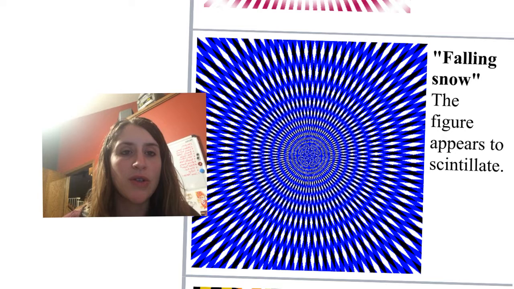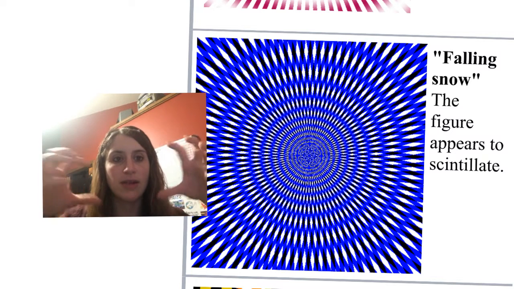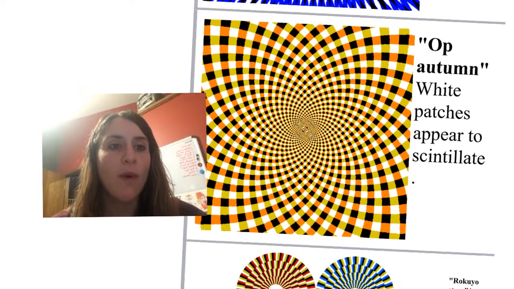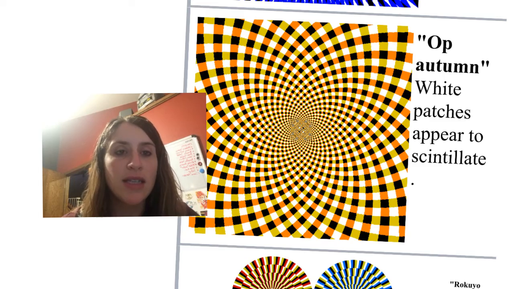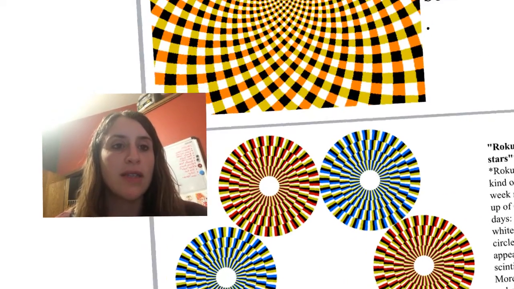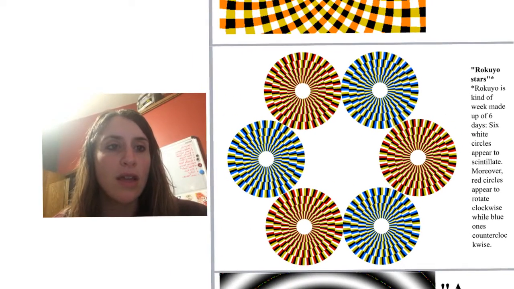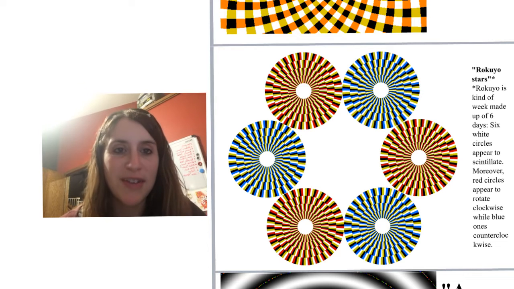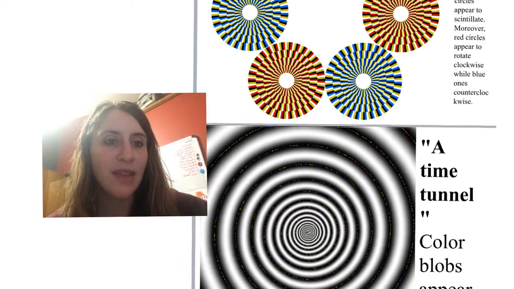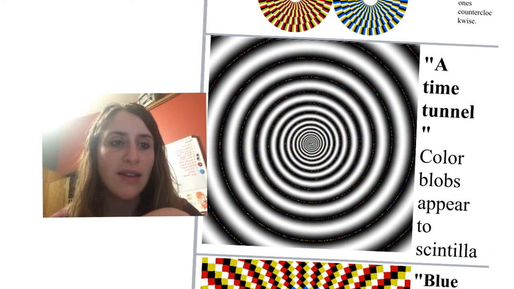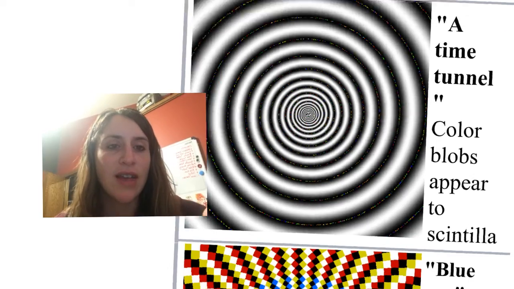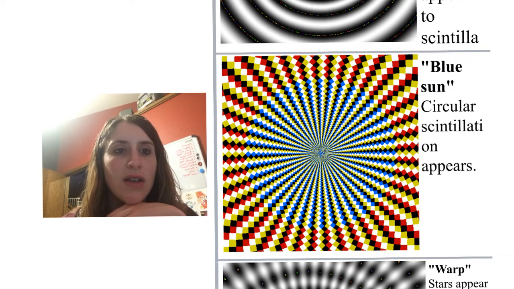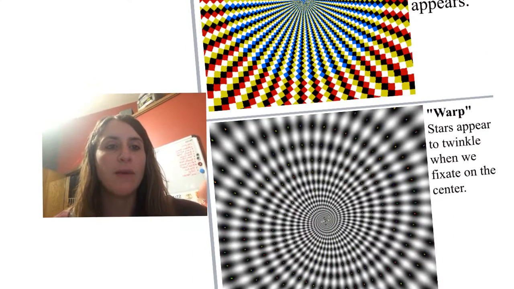Falling snow: the figure appears to scintillate. So again, kind of like scintillate, pulsate, move. Autumn white patches appear to scintillate. So again, you kind of get this movement, this scintillation. This one's interesting. This one looks like it's rotating, but whichever one you're looking at stops moving. The other ones keep moving. A time tunnel. Colors kind of scintillate. Blue sun, circular scintillation appears. Wow, there's a lot of movement with this one if you look at it.